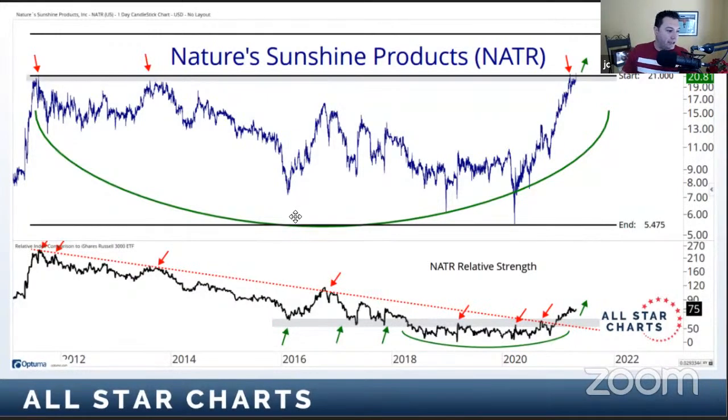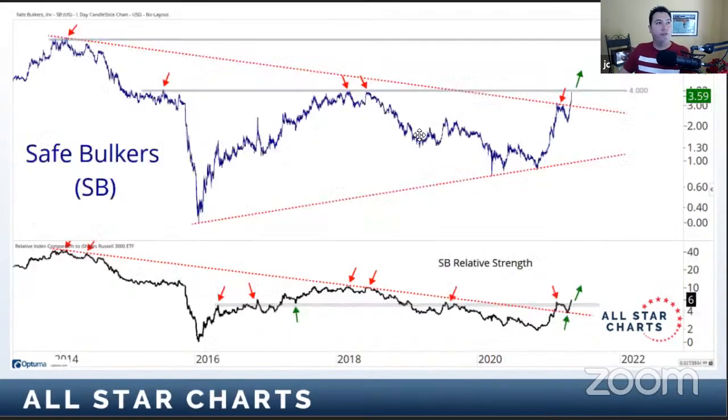Currently, the stock is just under 20, which is fine because we only want to be long if it's above 21. So if it's below 21, we want to leave it alone. Above 21, I like it long. This is a small cap multinational natural health and wellness company, NATR. We only want to be long above 21 with a target of 30.